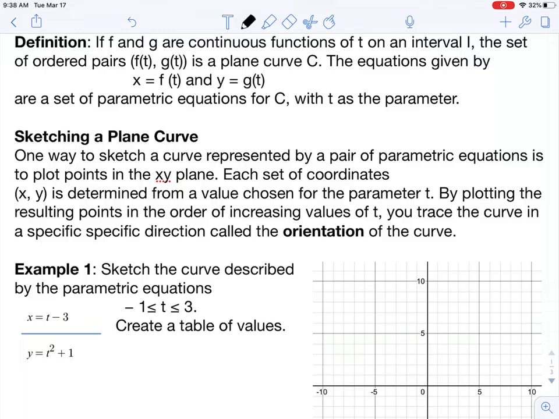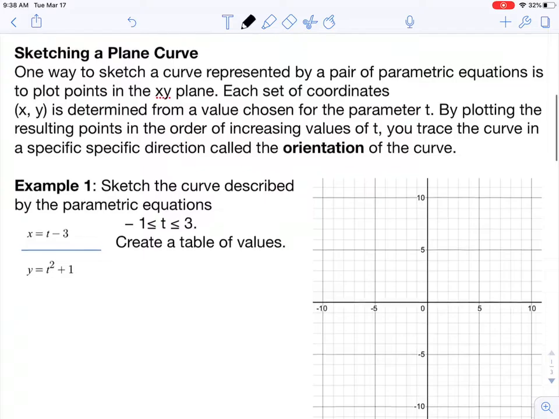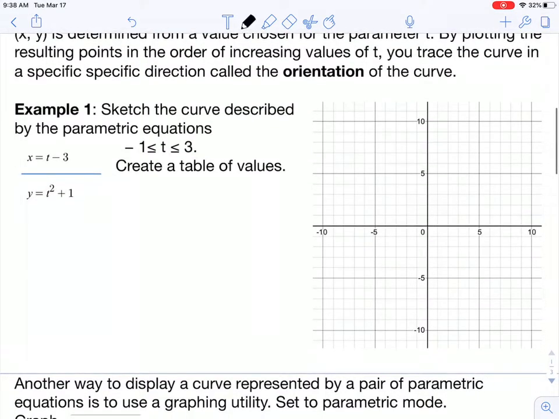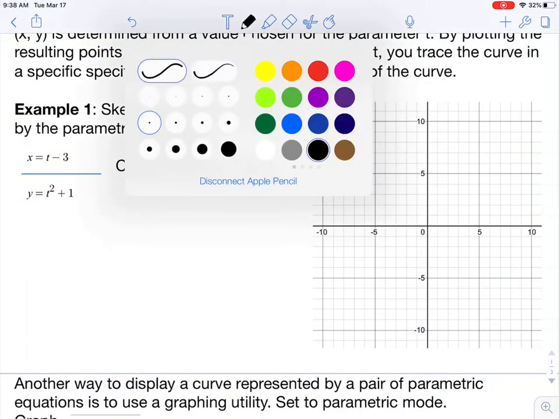So let's look at sketching it. Sketching it is the way we have always sketched, and that is just to make a table, and we get our xy values from whatever the equation is for t. So we plot the points, and then we also have to add an extra thing, which is the orientation of the curve, which is the direction that we graphed it in. So let's try one. It might sound difficult, but it's not that bad.